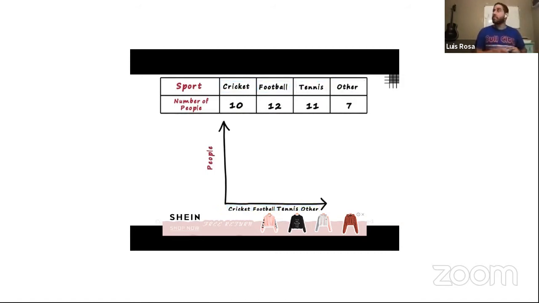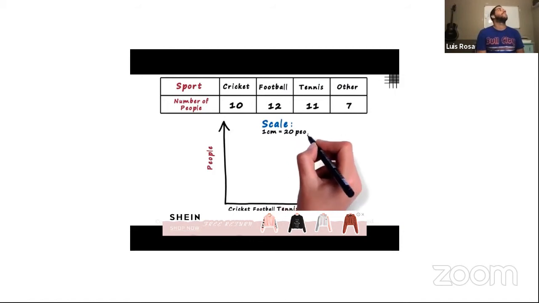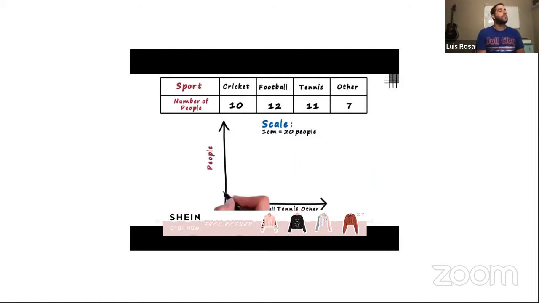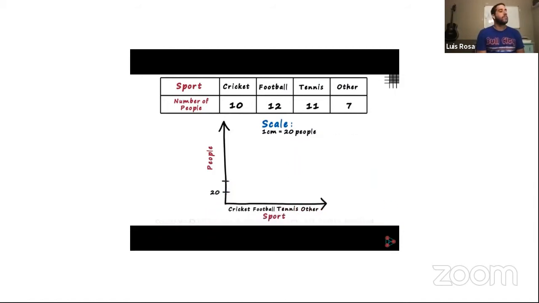Now we need to think of a suitable scale for the Y-axis. Let's assume we don't give it much thought and choose the scale as 1 centimeter equals 20 people. So we mark 20 here, then 40, and so on. The greatest number we have to cover is 12, which is why we don't need to mark more numbers on the Y-axis.